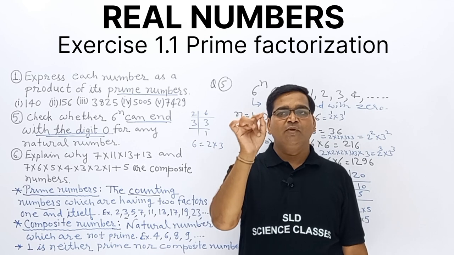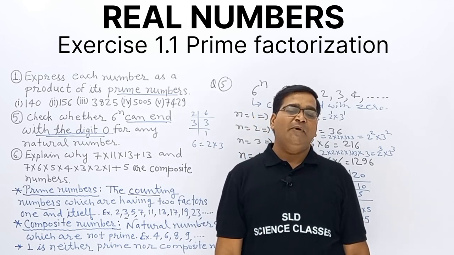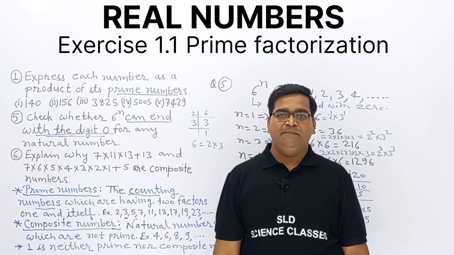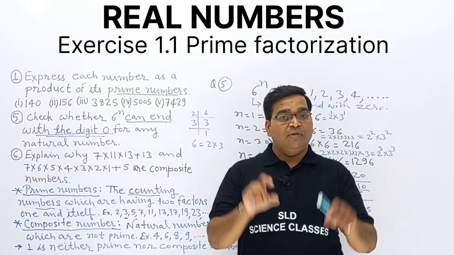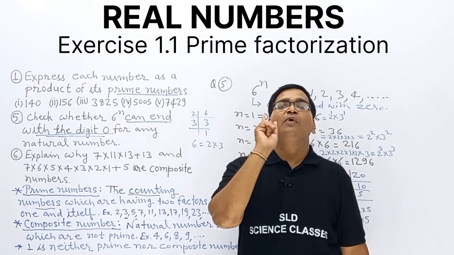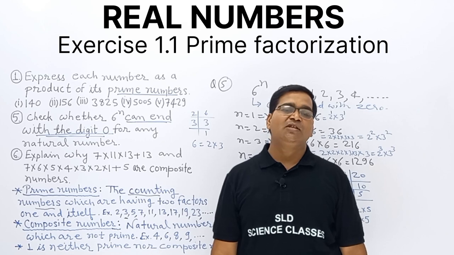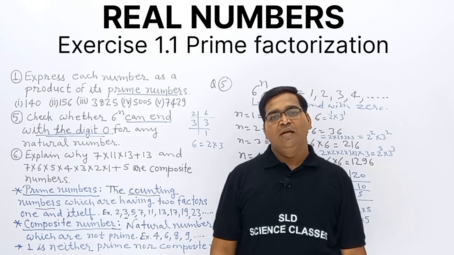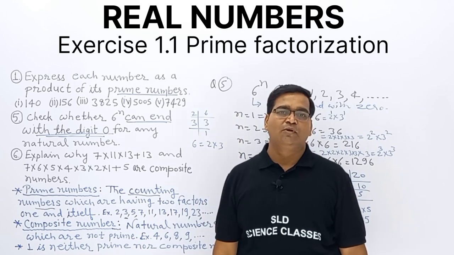And in question number 5 we checked that 6 power n never ends with 0, because when we put any natural number value 1, 2, 3 for n, we are getting factors 2 and 3. A number ends with 0 only if one factor is 5, like 10, which has 2 into 5. So it is not having 5, so it will never end with 0.